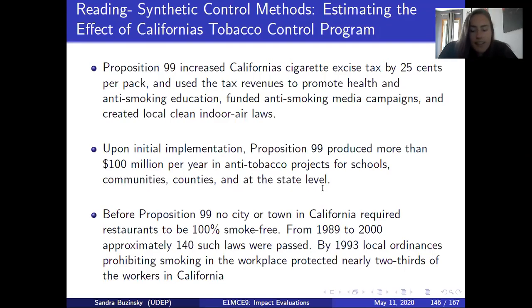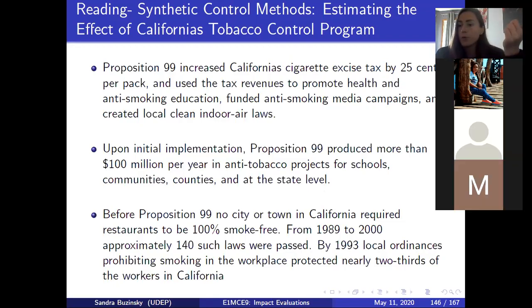Before Proposition 99, no city or town in California required restaurants to be 100% smoke-free. But from 1989 to 2000, approximately 140 laws were passed. So this was a really big reform, super large scale. And by 1993, local laws prohibiting smoking in the workplace protected nearly 2/3 of workers in California. So no smoking in restaurants, no smoking in workplaces.